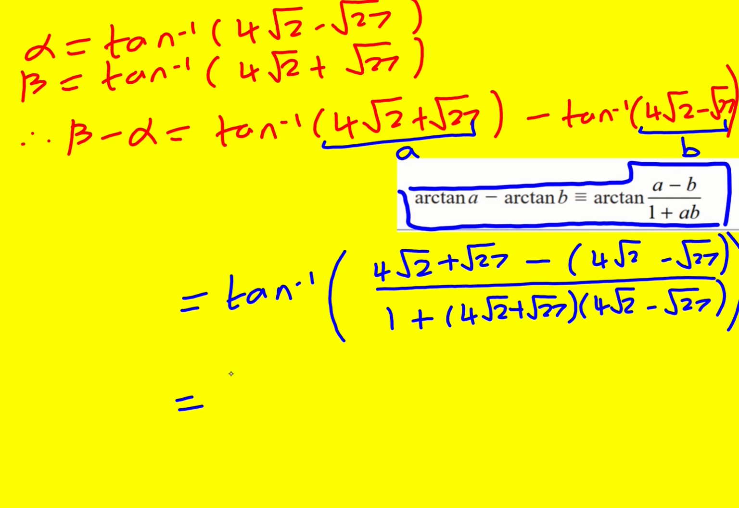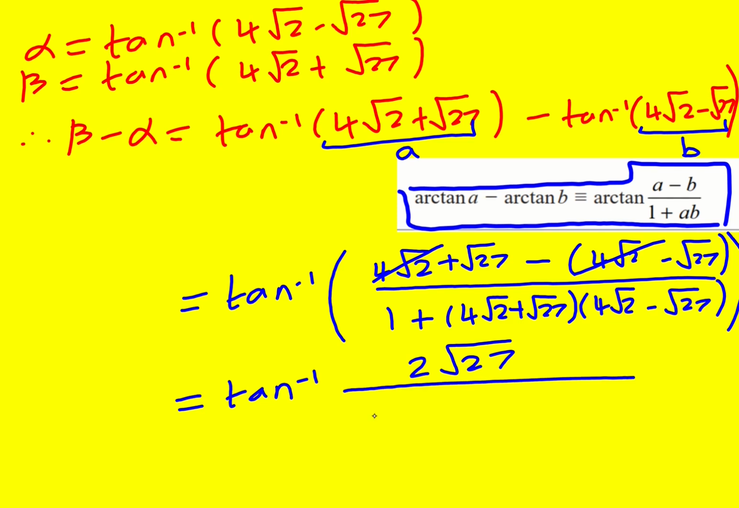Right. Well, presumably this is going to simplify. In fact, the minus 4 root 2 is going to cancel with the plus 4 root 2, which is going to give us 2 root 27. And over here, we'll get 1 plus 4 times 4 is 16, times 2 is 32. And then this is going to become a difference of two squares. So we're going to get a minus term and a plus term, so we can just cancel them. So we just end up with a minus 27. Amazing.